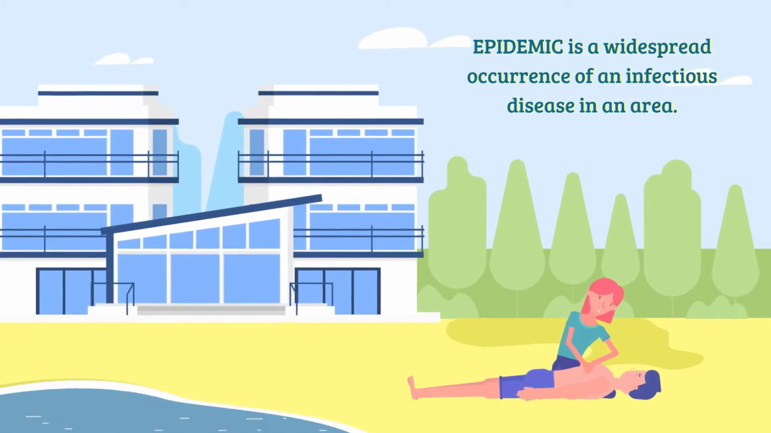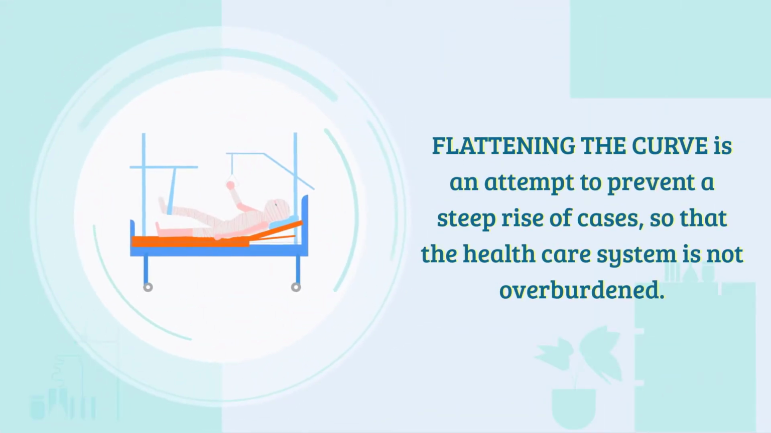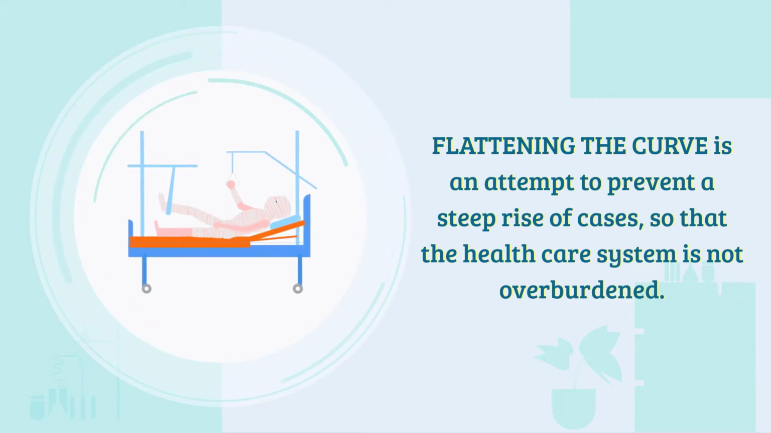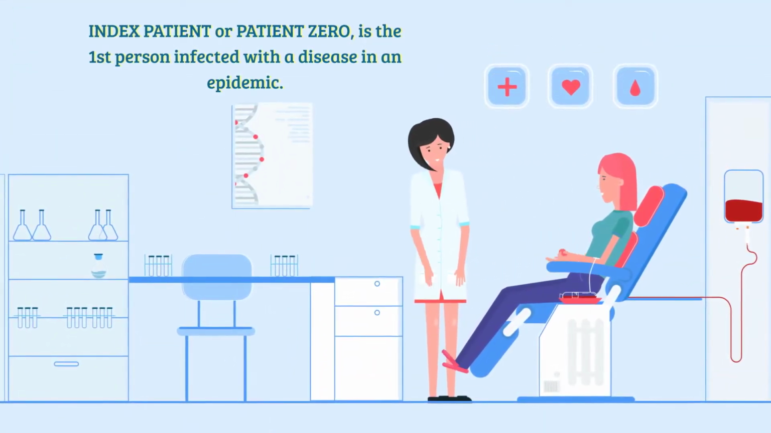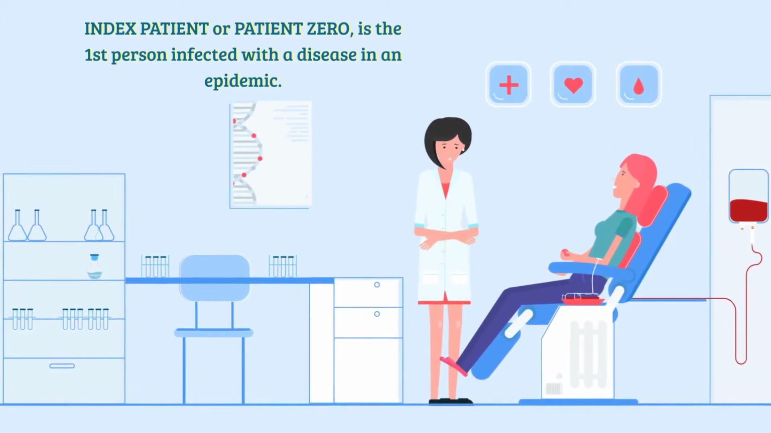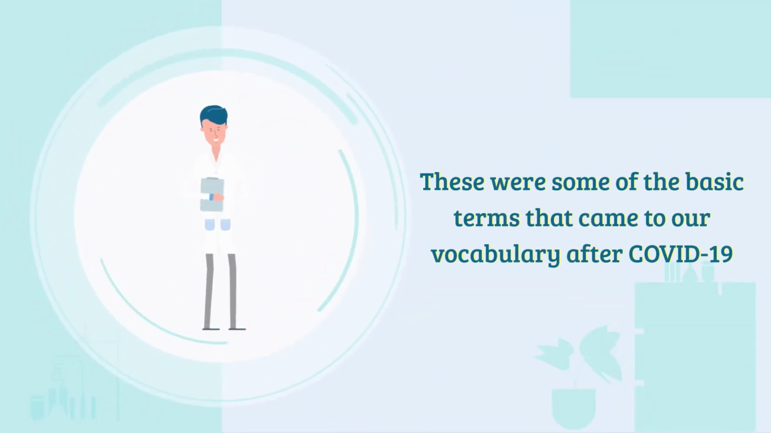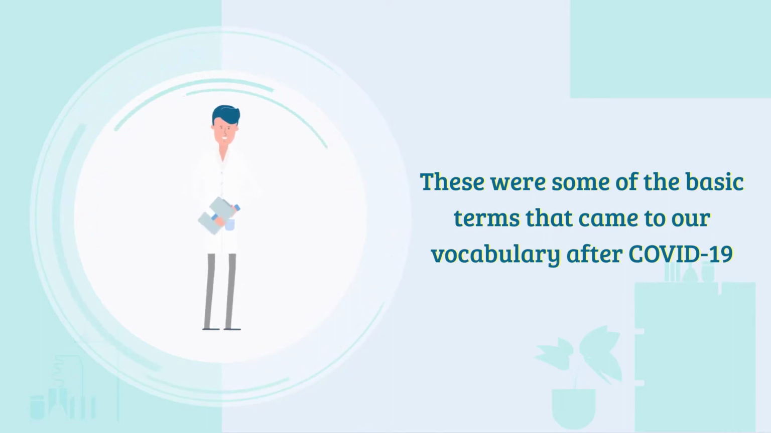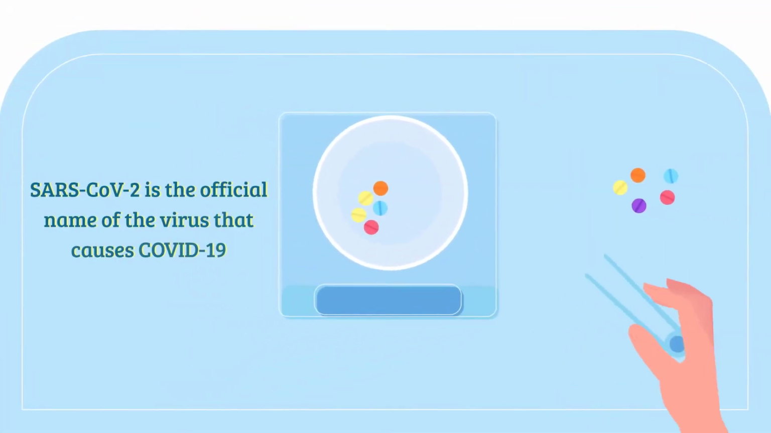Epidemic is a widespread occurrence of an infectious disease in an area. Flattening the curve is an attempt to prevent a steep rise of cases so that the healthcare system is not overburdened. Index patient or patient zero is the first person infected with a disease in an epidemic. These were some of the basic terms that came to our vocabulary after COVID-19. Since the knowledge of more terms related to COVID-19 will be useful, let us examine some more.